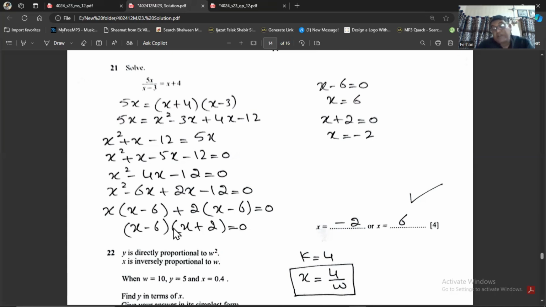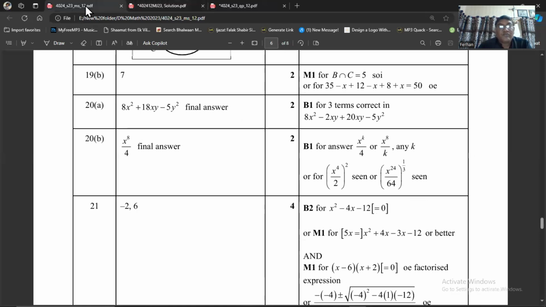These two brackets are multiplying with each other and their answer is 0. So either the first bracket is 0 or the second bracket is 0. So x minus 6 equals to 0, so x will be equals to 6. x plus 2 is equals to 0, so that means x is equals to minus 2. So the x is equals to minus 2 and the 6.